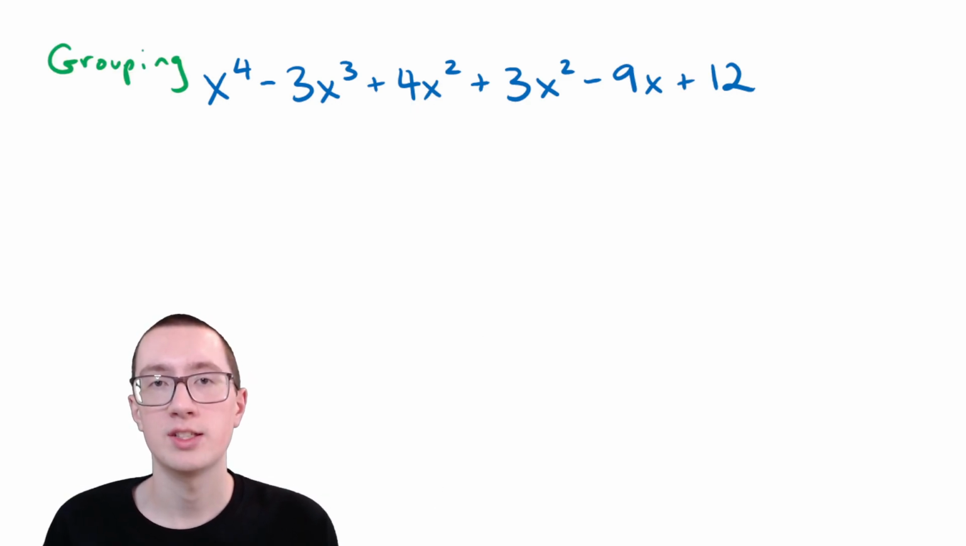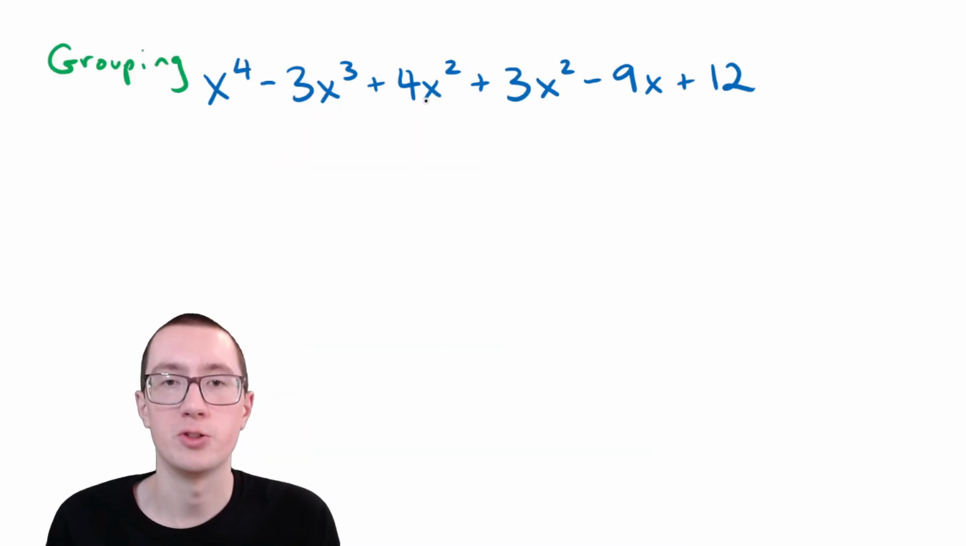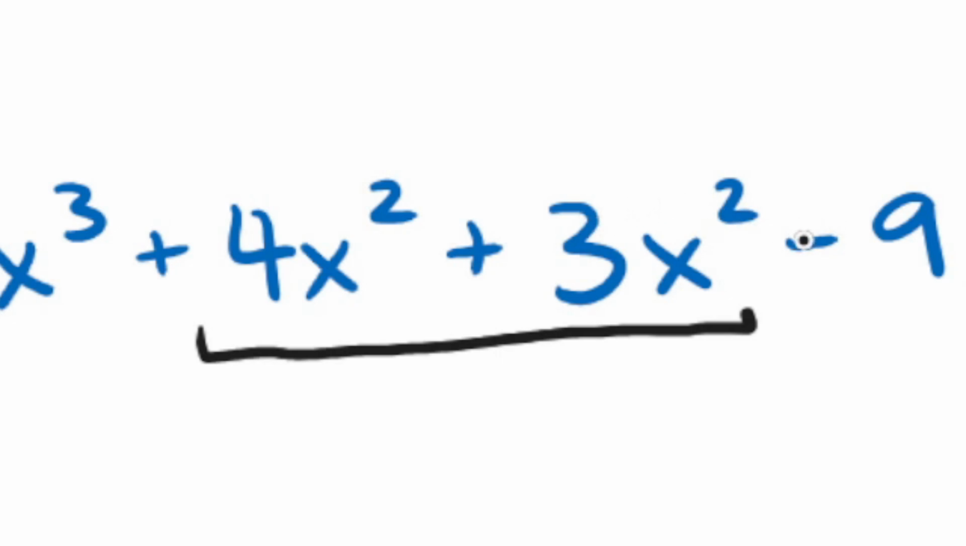Now, grouping is one of these things that you might be asking yourself, like, how did you even figure this out? How did you know how to do this? And honestly, it's just a lot of trial and error. Just experiment with the numbers and see what you can figure out. But the thing that a lot of textbooks do is they'll have something that looks like this. The problem itself will have 4x squared plus 3x squared.